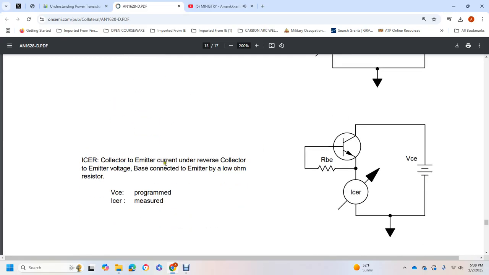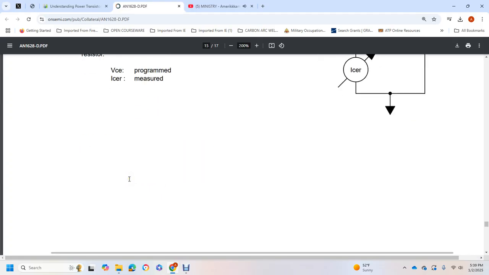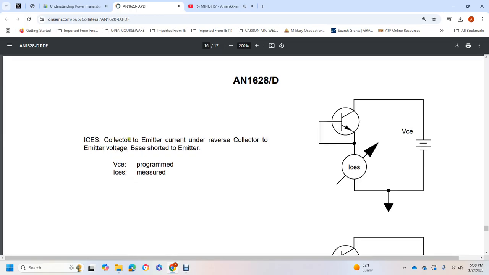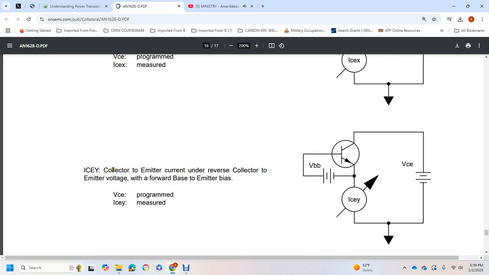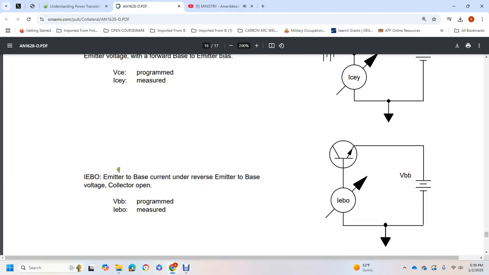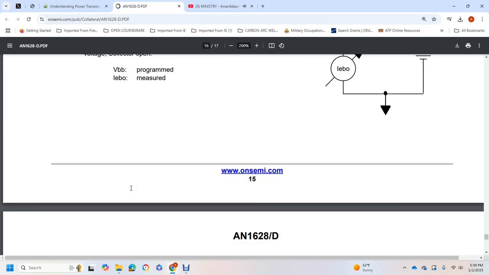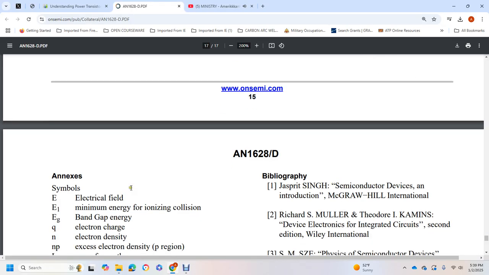ICER: collector-emitter current under reverse collector-emitter voltage, base connected to the emitter by a low ohm resistor. ICES: collector-emitter current under reverse collector-emitter voltage, base shorted to the emitter. ICEX: collector-emitter current under reverse collector-emitter voltage, with reverse base-emitter bias. ICEY: collector-emitter current under reverse collector-emitter voltage, with forward base-emitter bias. IEBO: emitter-base current with reverse emitter-base voltage, collector open.